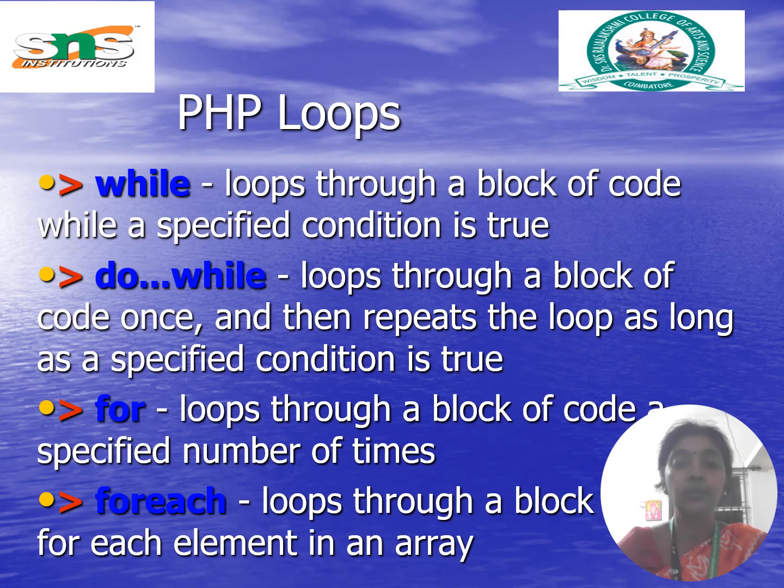First one is while loop. It loops through a block of code while a specific condition is true. Do while loop loops through a block of code once and then repeats the loop as long as a specified condition is true. For loop loops through a block of code a specified number of times. These are all the loops available in PHP.